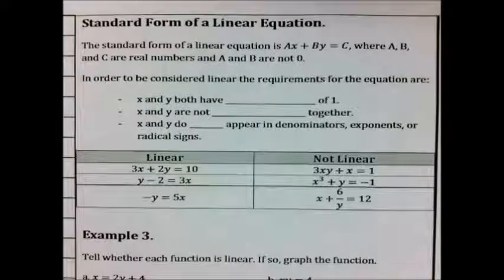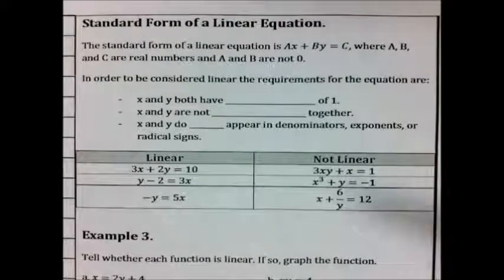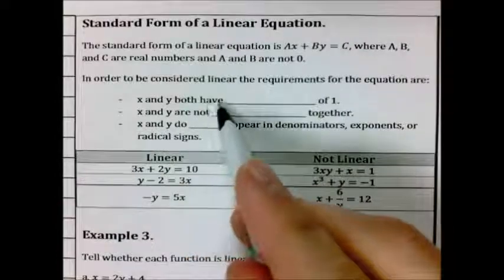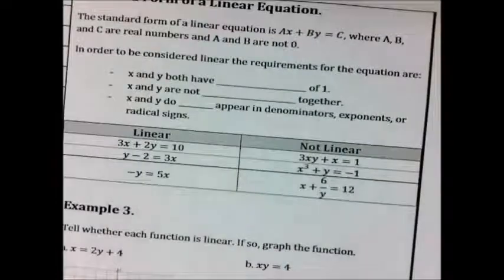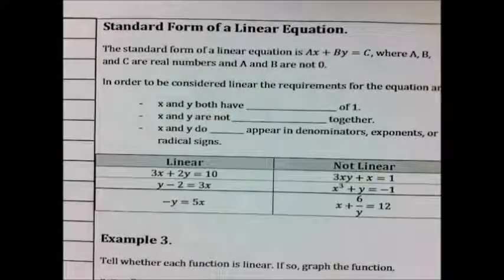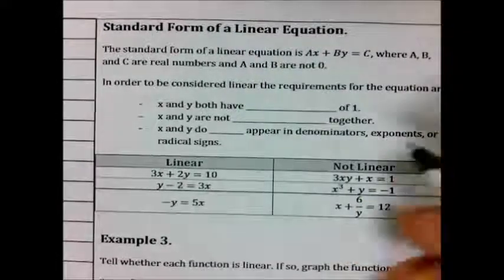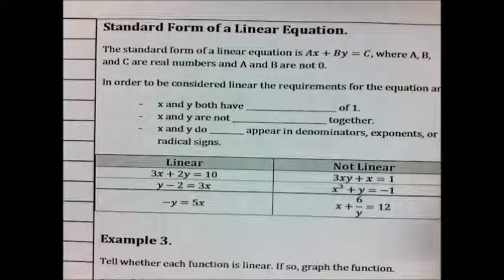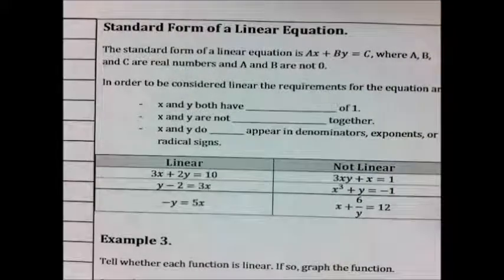In order to be considered linear, there are certain requirements that an equation needs to have. For example, the first thing, x and y both have to have an exponent of 1. That means you can't have x squared or x cubed or x to the negative 2. It has to be just x and just y. There can't be some exponent to some number.